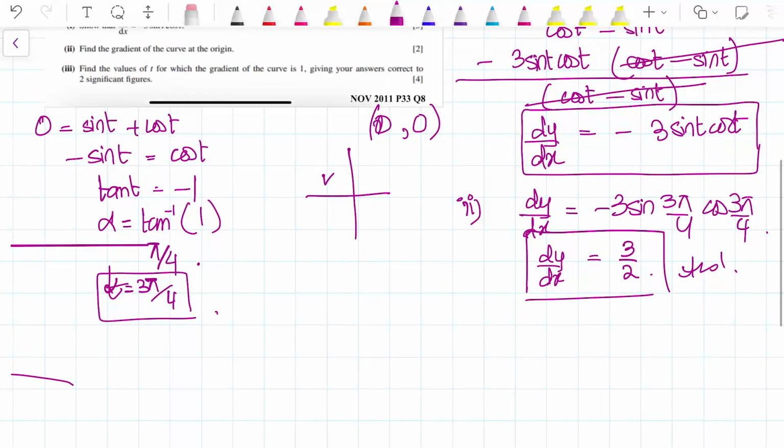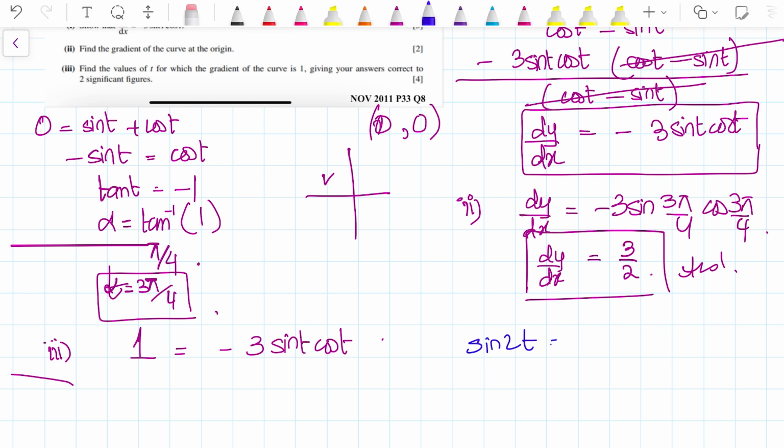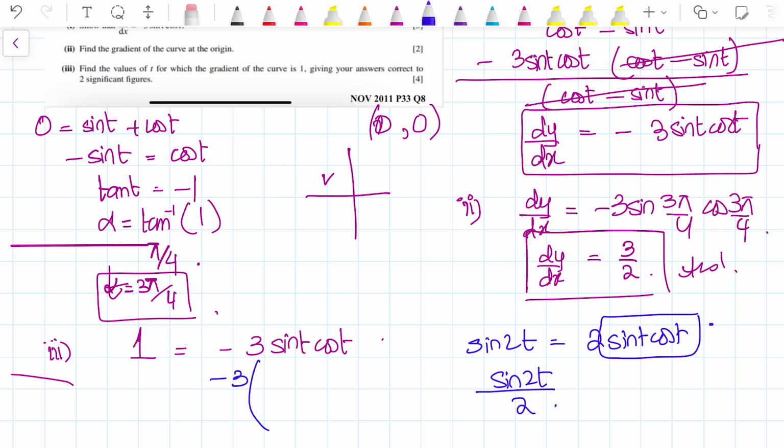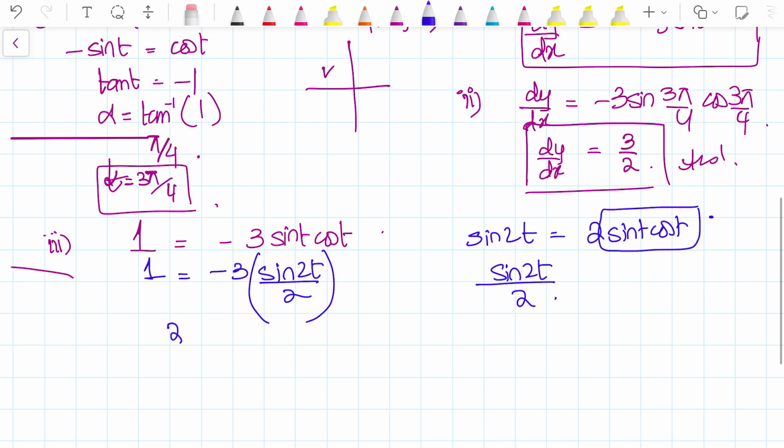Okay, now the third part. Find the values of t for which the gradient of the curve is 1, giving your answers correct to 2 significant figures. So now the gradient is 1. Now here we use trigonometry. So your trigonometry needs to be strong. Sine 2t is equal to 2 sine t cos t. So sine t cos t becomes... cross multiply. A negative sign means that it's in the third and the fourth quadrant.